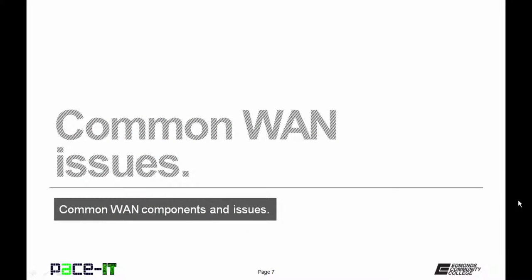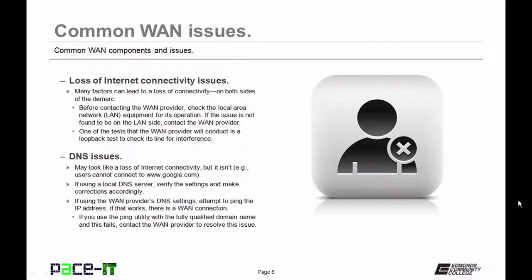With the common components covered, let's move on to common wide area network issues. First up is a loss of internet connectivity. Many factors can lead to a loss of connectivity on both sides of the DMARC. Before contacting the WAN provider, check the local area network equipment for its operation. If the issue is not to be found on the LAN side, then contact the wide area network provider. One of the tests that the WAN provider will conduct is a loopback test to check its line for interference.